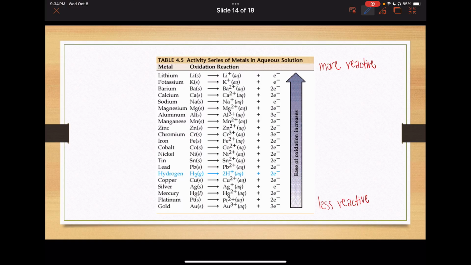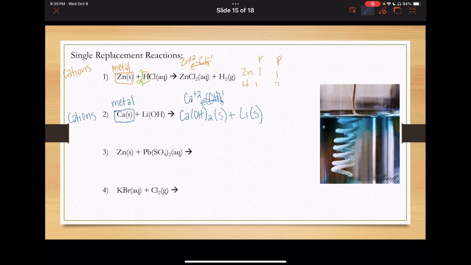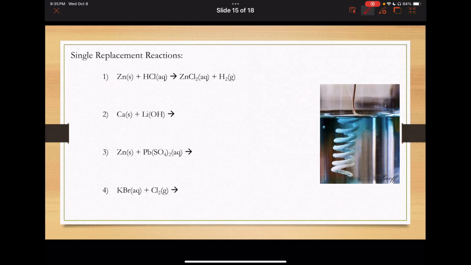All right, so here's lithium. It's at the top of the list, and here's calcium. So that means this second reaction is not going to be able to happen. So instead of writing all the products, I'm actually just going to write NR. NR equals no reaction.